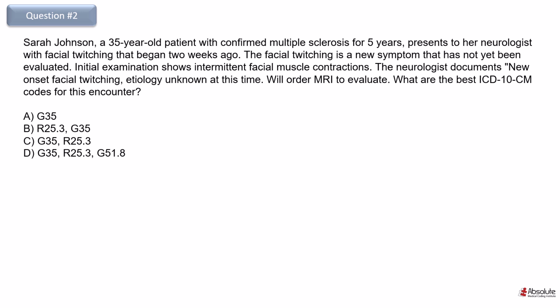Sarah Johnson, a 35-year-old patient with confirmed multiple sclerosis for 5 years, presents to her neurologist with facial twitching that began 2 weeks ago. The facial twitching is a new symptom that has not yet been evaluated. Initial examination shows intermittent facial muscle contraction. The neurologist documents new onset, facial twitching, etiology unknown at this time. We'll order MRI to evaluate.